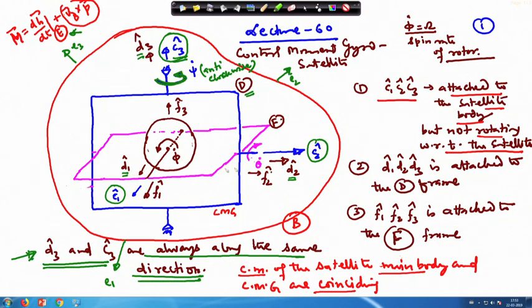Your D1 and D2 will change their direction as the angle psi changes. If this frame rotates and comes to a new place, which I have shown you earlier also, this is the old place and it rotates by the angle psi. This you are showing as psi dot. If it comes to this place, you will see that this will change its position, and this will also change its position with respect to the satellite body.